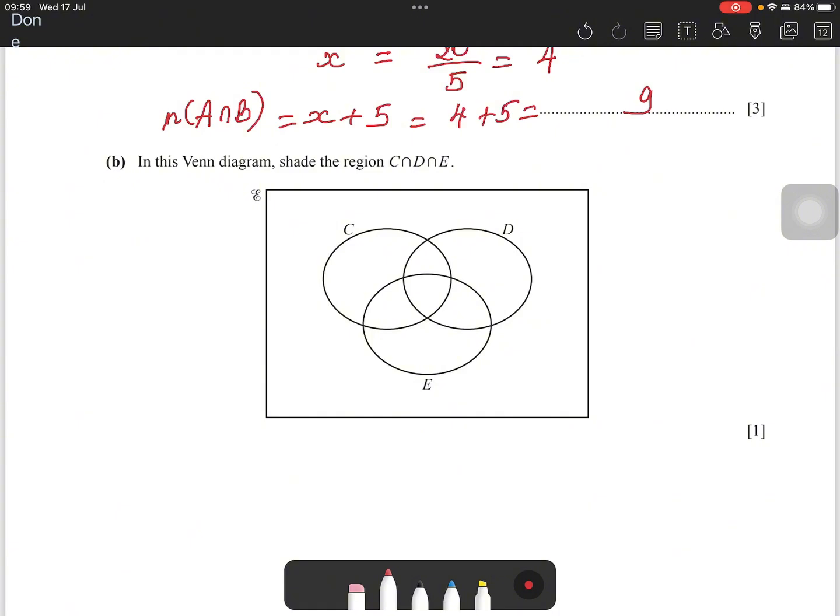Question B. In this Venn diagram, shade the region C intersection D intersection E. It is the common section of C, D, and E, so we need to shade this one.